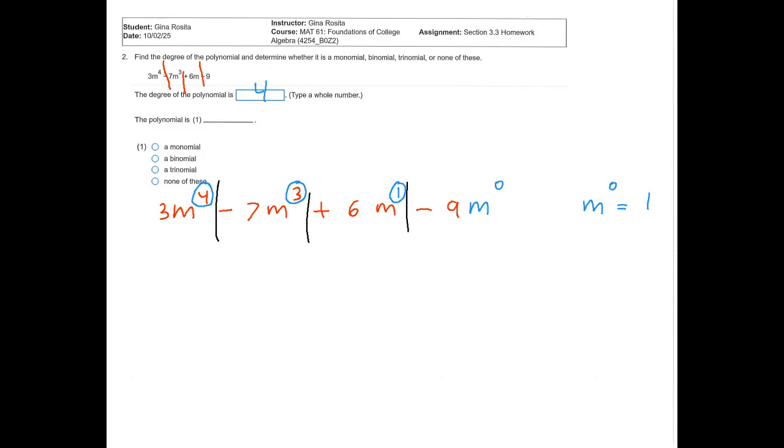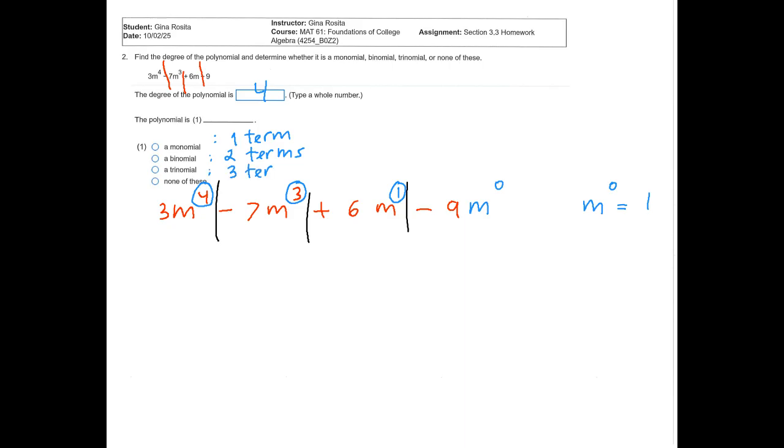Now next, they ask about the type of polynomial. You have to choose A, monomial, B, binomial, C, trinomial, or D, none of these. So we have to know about monomial. What is the meaning of monomial? It means it has exactly one term. The binomial has 2 terms. Trinomial has 3 terms.